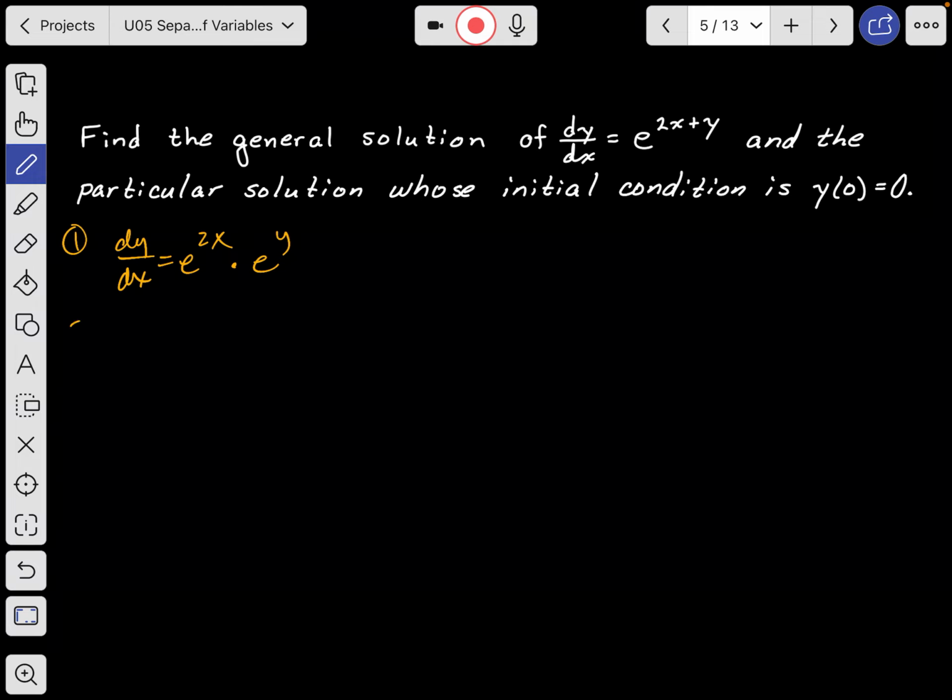Okay, so now I'll separate my terms. I'm going to divide by e to the y, so that's 1 over e to the y.